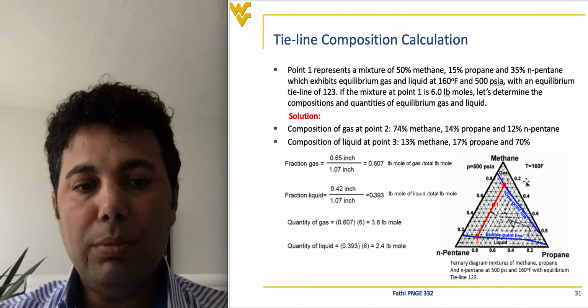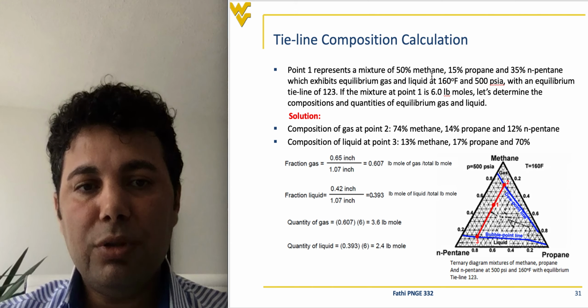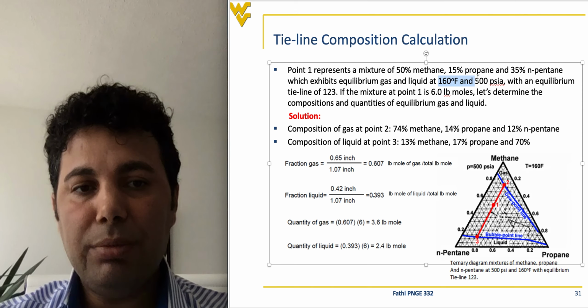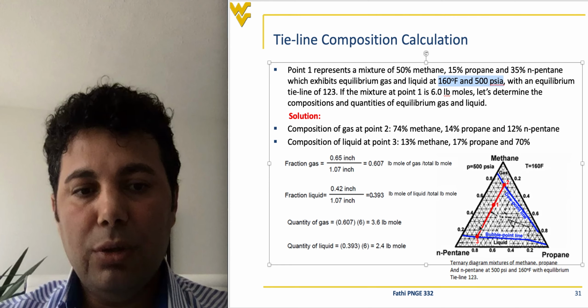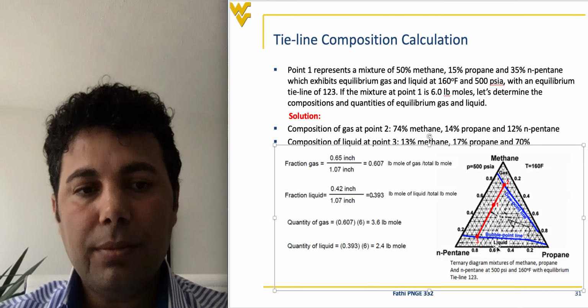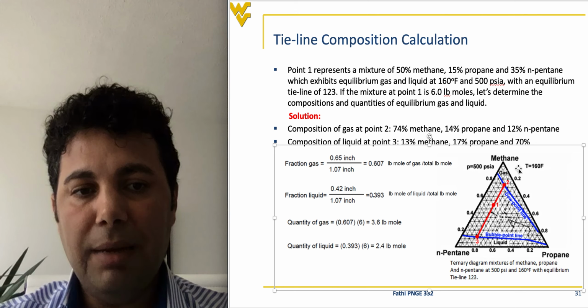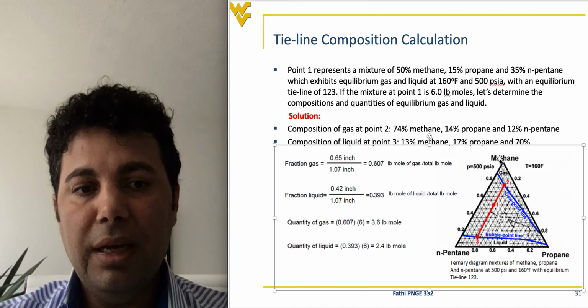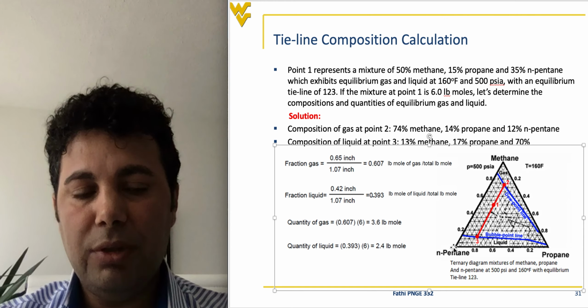I need to go to the book and find the ternary diagram corresponding to the exact temperature and pressure given in the example. So this figure has methane, propane, and n-pentane at the exact temperature and pressure given in the example. So this is the ternary diagram that I'm going to work with. Again, methane, the lightest component, is at the top, and n-pentane, the heaviest component, is at the bottom left of the triangle.